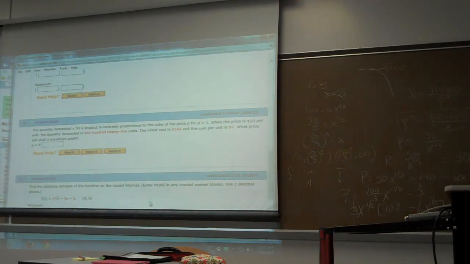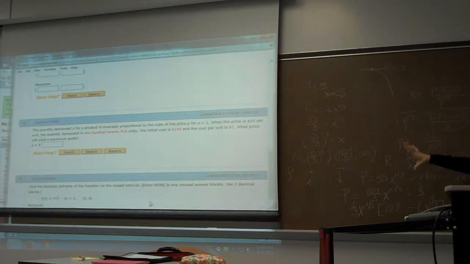I just found the x that maximizes profit. What's x? x is the number of units that maximizes profit. But I think what they asked me for was the price. So I gotta plug it back in here to get the price.